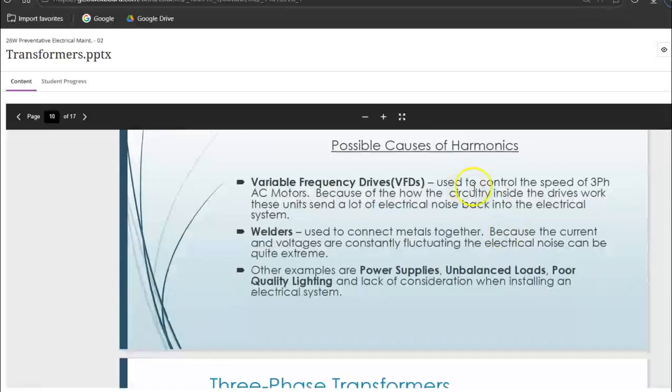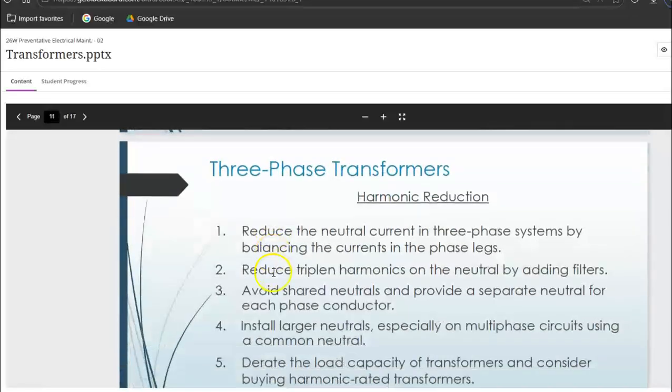So the frequency would be 120, 240, 480, and so on. And again, the possible causes of harmonics: VFDs, they send a lot of noise back up the feed lines, and welders, because they stop and give a lot of big spikes out. It's constantly putting electrical noise on the back feeding up the power source. And other kinds of devices too, poor quality lighting, unbalanced loads, etc.